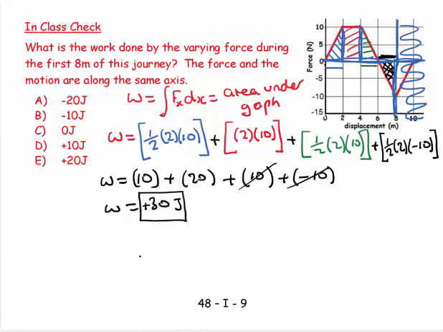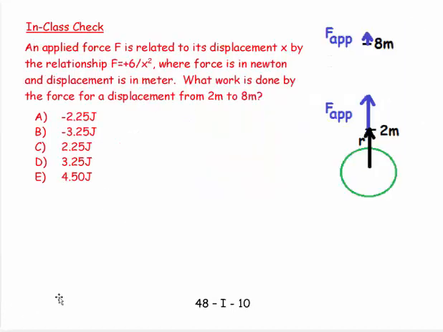Let's look at the next slide. This next slide is a bit more complicated. It says an applied force F is related to displacement by a relationship. It's an inverse square relationship, a bit like gravity. If we have the Earth, as we go higher in altitude, as we get further away, our gravity falls off, and if we double the distance we get 1/4 the gravitational field strength. If we triple the distance we get 1/9 the gravitational field strength, because it's an inverse square.